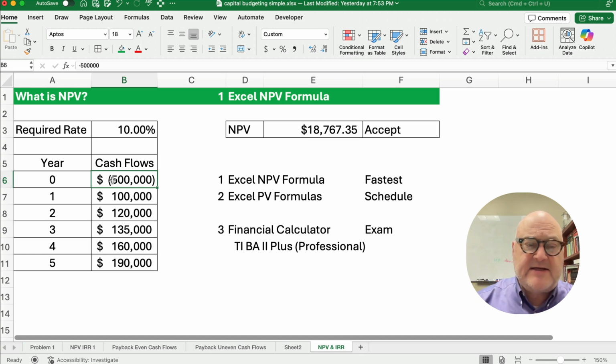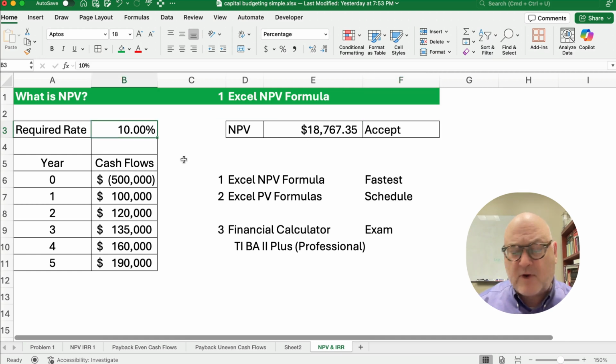So if you require a 10% return and you're spending $500,000, and in today's dollars you're receiving cash flows, even if they're discounted at 10%, you're receiving $518,000. So you're receiving $18,000 on top of your original $500,000 that you get back, then you would accept. So the answer on net present value is if the net present value is positive, you would accept.